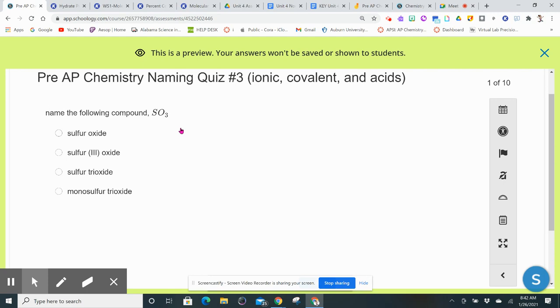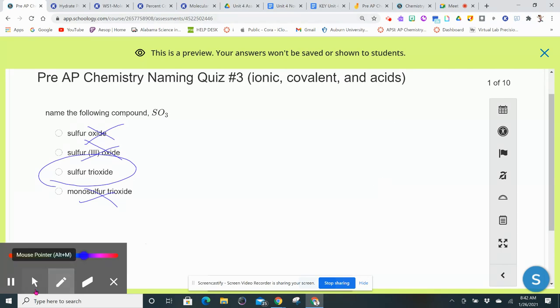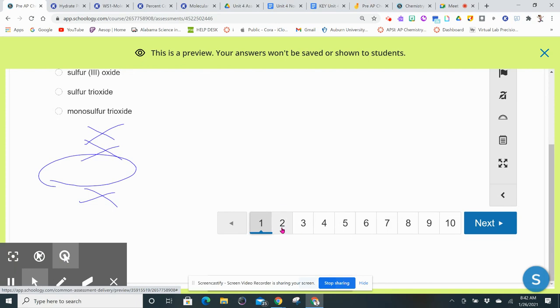So all we're going to do, so sulfur oxide, there's 3 oxygens in here. So that's out. No Roman numeral because there's no metal. And we don't ever put a prefix on the first element. So that one's out. So it has to be sulfur trioxide. Questions on that? Okay. Let's look at the next one.